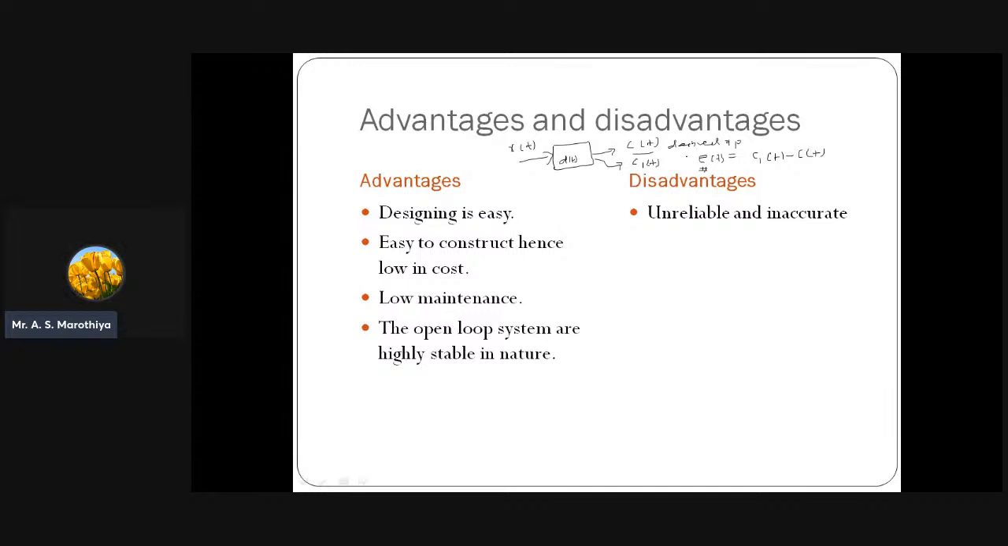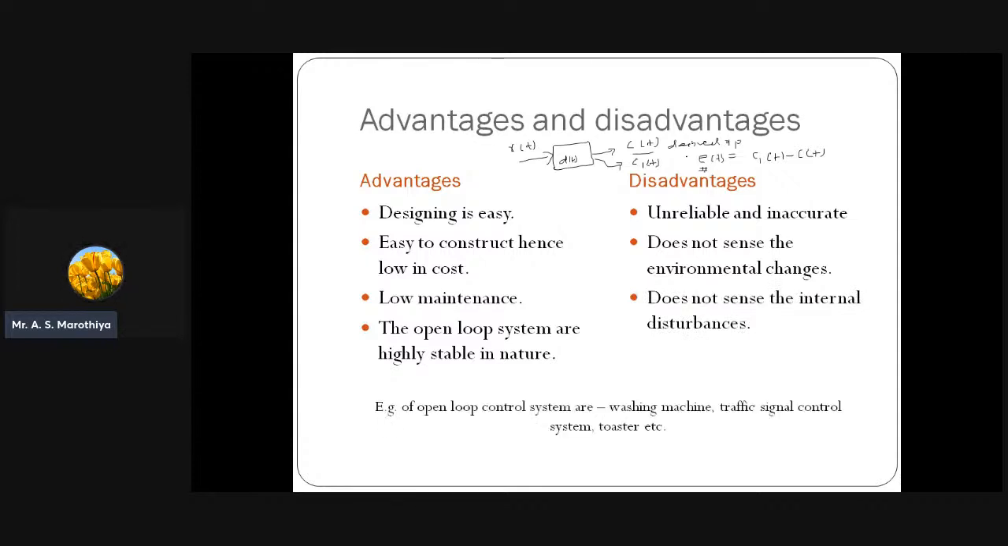Because this system is not capable of sensing the change in output, and based on that changing the magnitude of input excitation, the error remains in the system. Hence the systems are unreliable and inaccurate. They do not sense environmental changes, as I told you, they are not capable of sensing the disturbance signal. They do not sense internal disturbances. Examples of open loop control systems are the washing machine, the traffic signal, and the toaster.